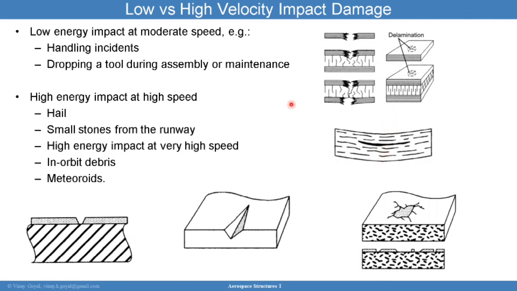High energy impact at high speeds could also occur. The high energy impact at high speeds could cause hail damage. This could also happen with small stones on the runway that get kicked up and hit the composite and the aircraft. High energy impact at very high speed can be a problem, and that can happen with spacecraft applications such as in-orbit debris and meteorites. Those are areas that need close attention because they can affect the spacecraft performance.